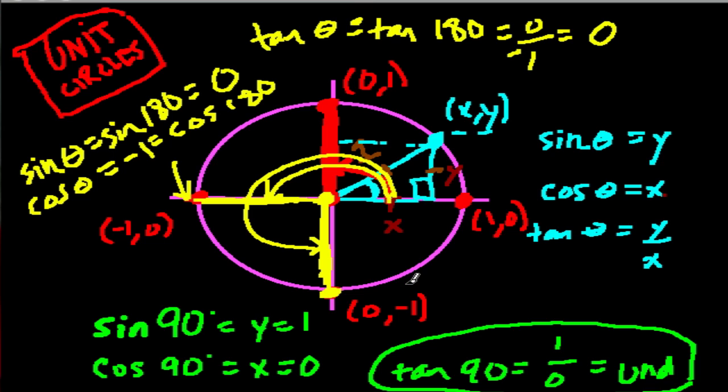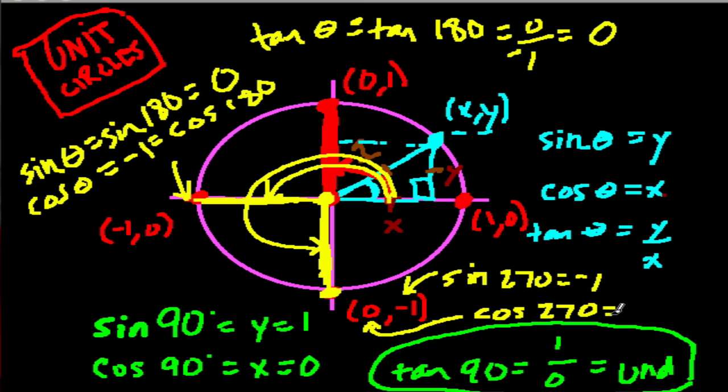Well, the sine value of 270 is just -1. That's the point that the line crosses the circle at. So the sine of 270 equals negative 1. The cosine of 270 is equal to the x value. So the cosine of 270 is equal to 0. And the tangent equals y over x, so it's negative 1 over 0. So again, the tangent of 270 equals 0. Right? Negative 1 over 0 is just 0.